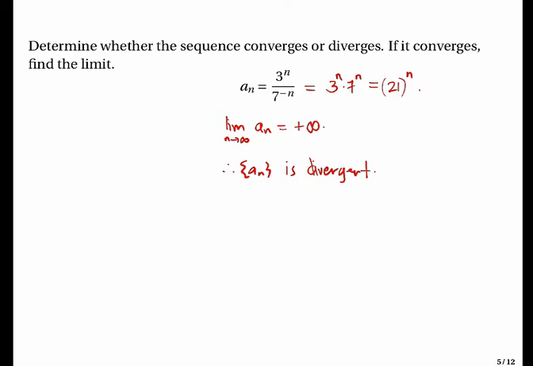Next problem here. So we have a_n equals e to the minus 1 over square root of n. So here we have the limit of a_n as n approaches infinity. This one is the same as the limit as x approaches infinity of e raised to negative 1 over square root of x.